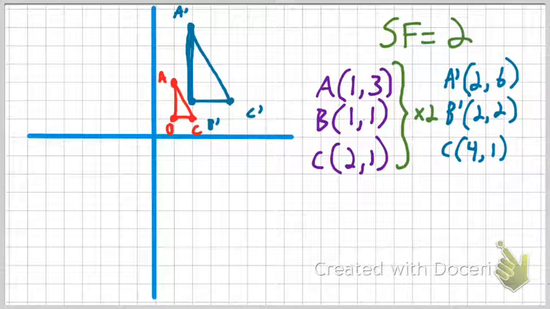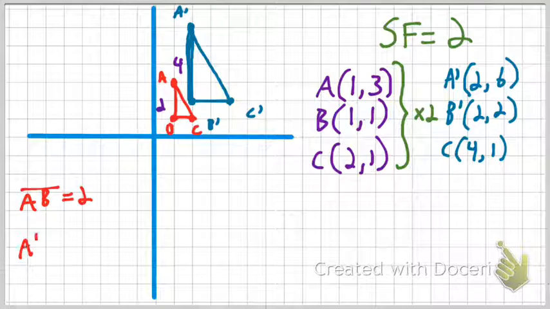All right, a couple other things I want to point out. What was the side length of AB on our pre-image? 2. What's the side length of AB prime? 4. Okay, so our side length doubled when our scale factor was 2. So, line AB was 2, A prime B prime was 4. All right, so we can see that our side length doubled there.